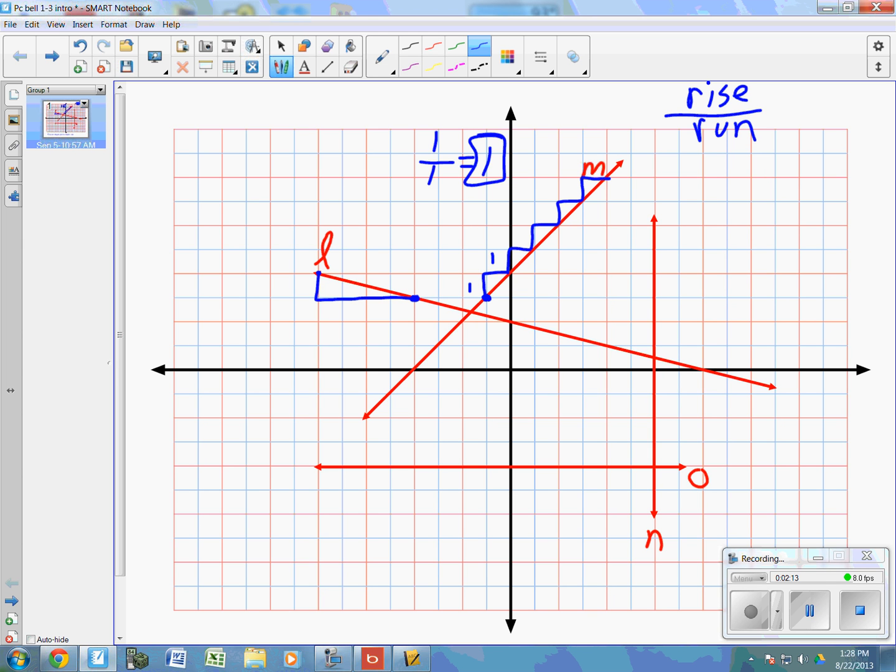I'm back on line. Down 1, 1, 2, 3, 4. Now, whenever I go down, I say negative. Go to the right, say positive. If I go left, I say negative as well. So this is a slope of negative 1/4. How many of you had that? I actually just got that one. Okay, good. All right, let's go to N.